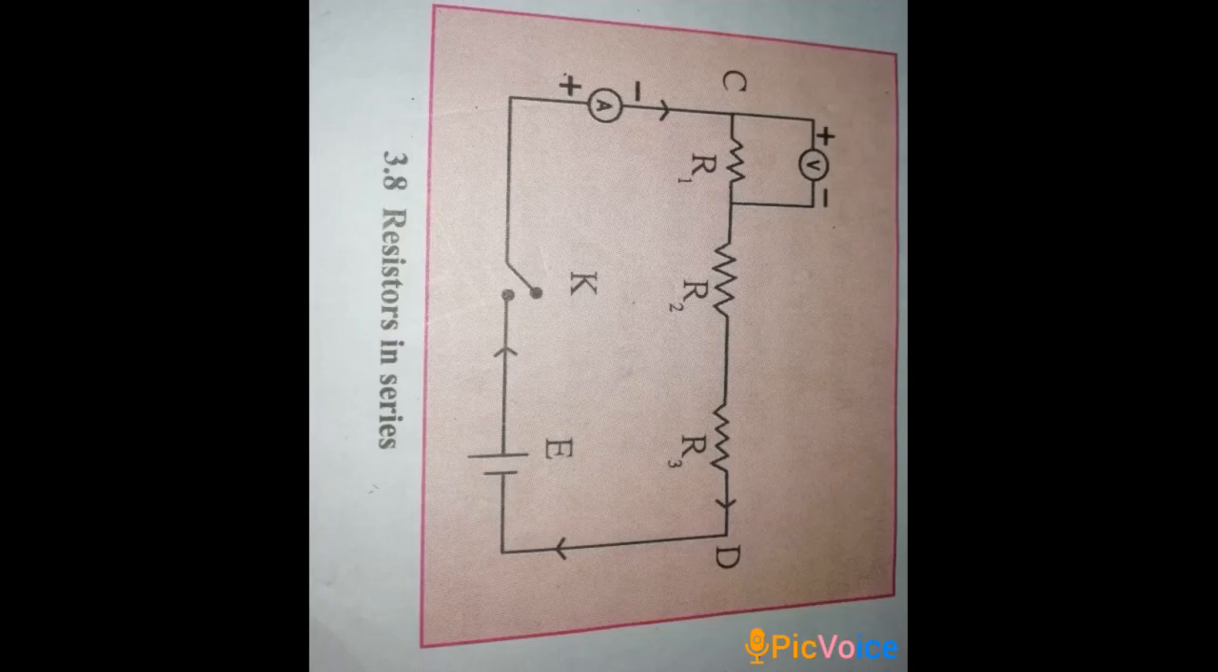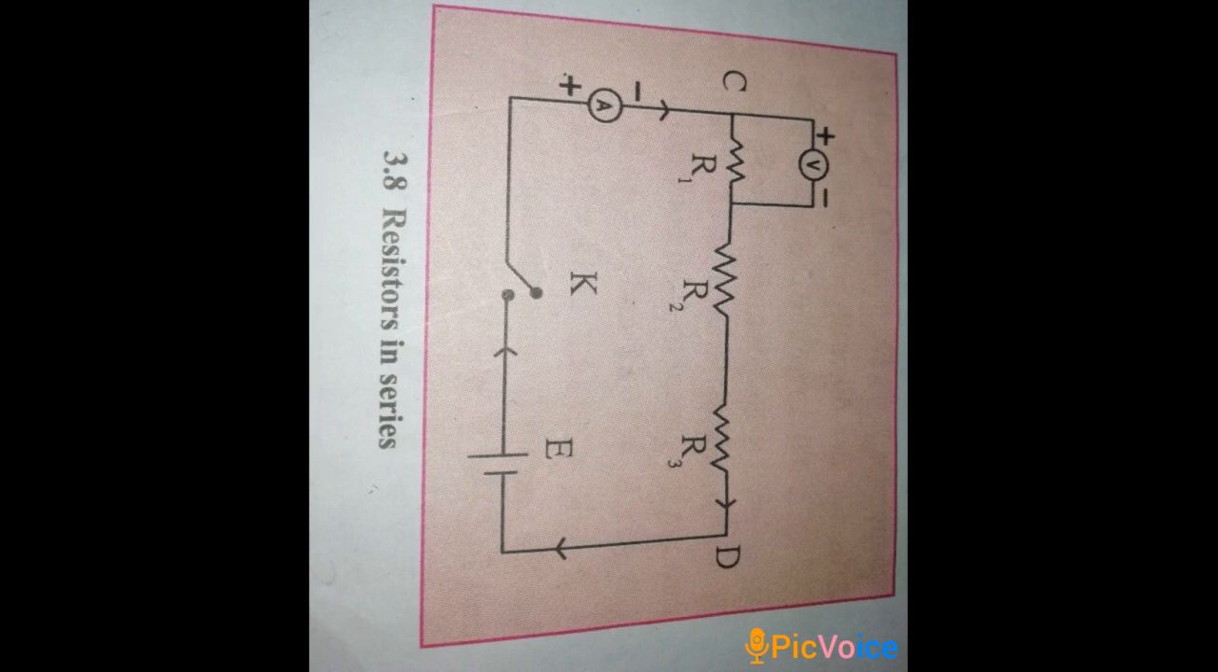Study the figure 3.8. You can see that the ends of the three resistors are connected so that they follow one after the other in a single line. These resistors are said to be connected in series. In such an arrangement, the same current flows through each resistor. The value of current is I and the potential difference between the point C and D is V.